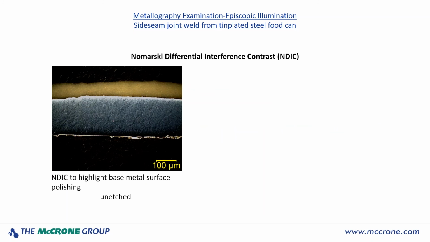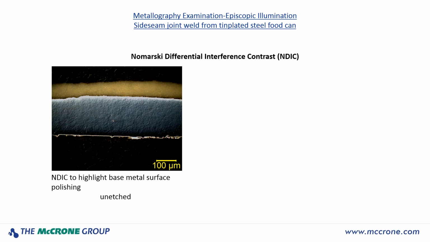Let's talk a little bit about Nomarski differential interference contrast, NDIC, now on that same side seam joint weld. Again, it's unetched, but when we use NDIC, we can highlight the base metal surface, and we can see very, very fine detail on the surface of metals. In this particular case, we can see lots of little scratch marks on the metal, and that's from the polishing operation that was done on this one.